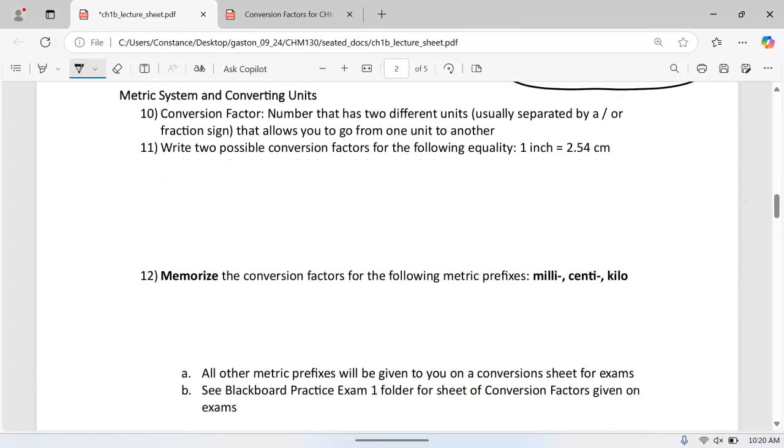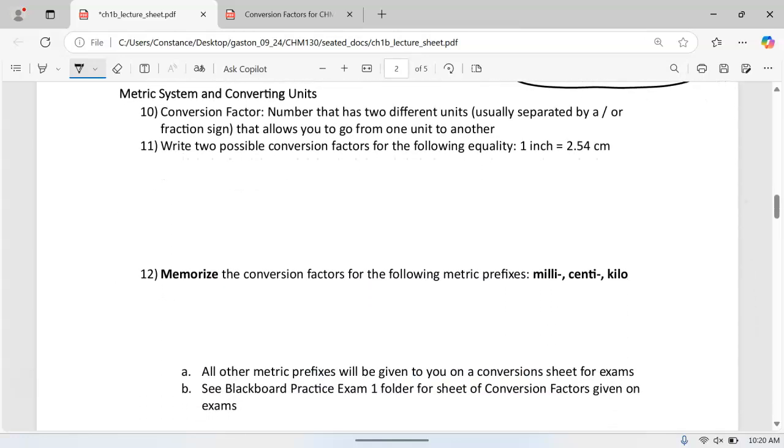So we are going to dive into unit conversions. Now, conversion factors are going to be numbers that have 2 different units that will get us from one unit to the next. Okay, now these conversion factors are usually separated by a fraction sign. But we'll see that they could be represented as an equality or as a phrase.